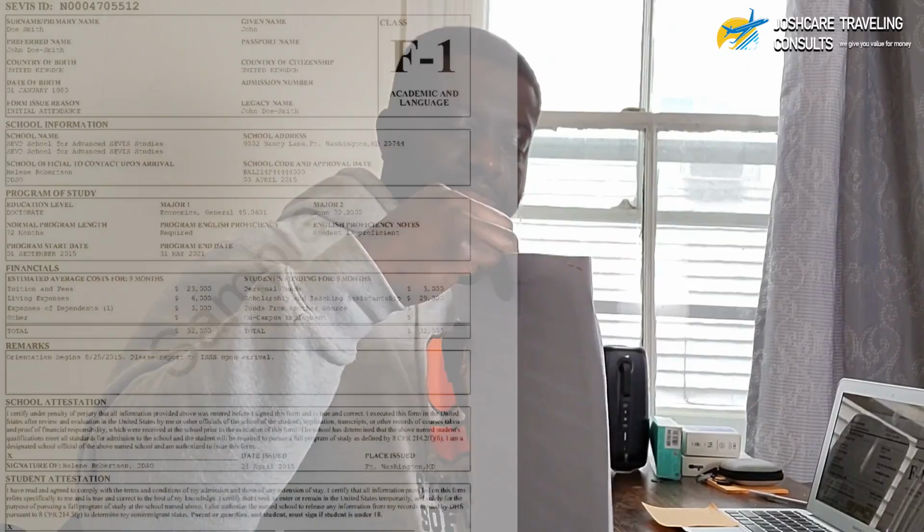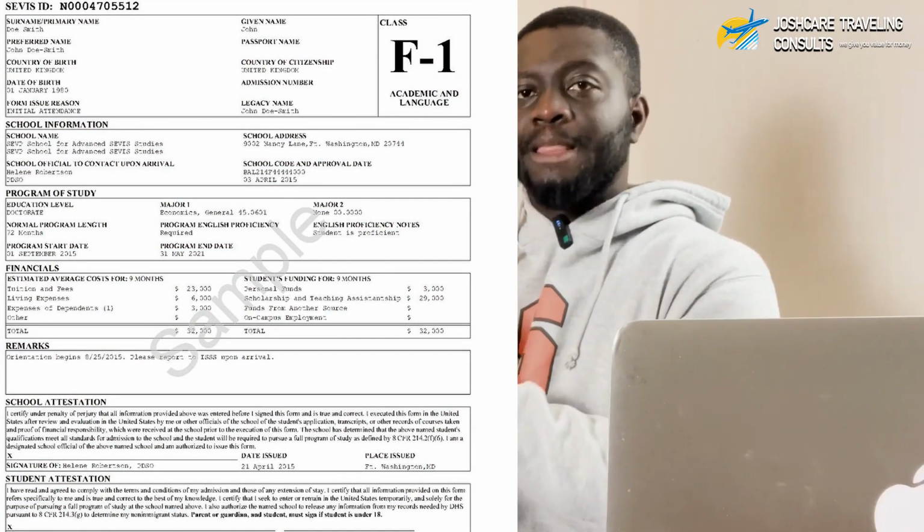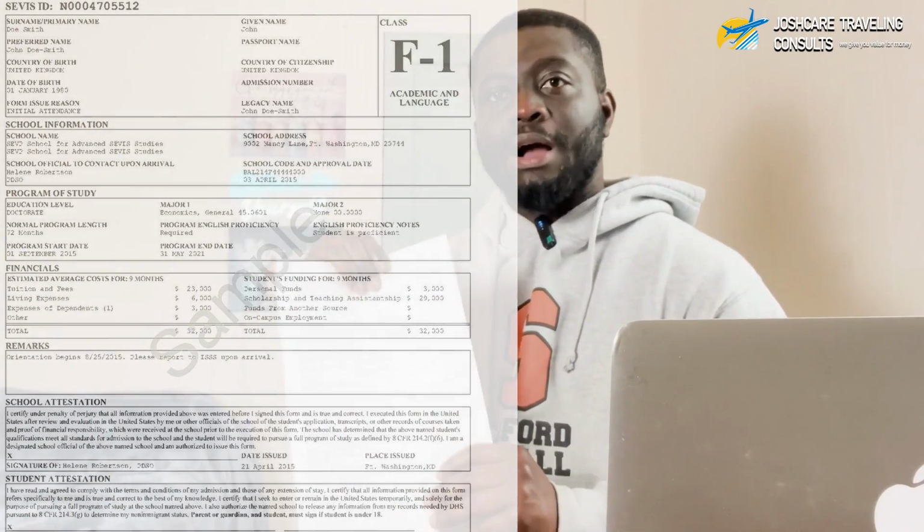So from here, they've written F1 as the class of admission. F1 academic and language. So this is for students who are coming for their college or undergraduate studies, coming to US universities or colleges. So they are issued an F1. And those who are coming for an exchange program are issued a J1 visa. So guys, let's go straight into my laptop and let's explore the sample I've shown on my laptop. It's going to be very clear.